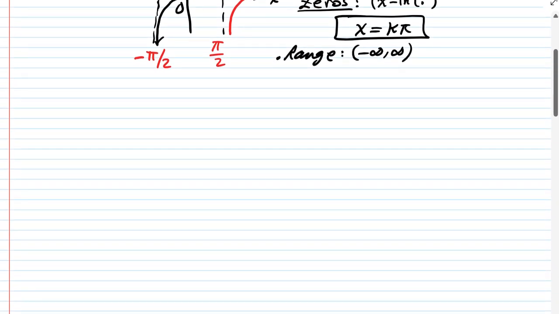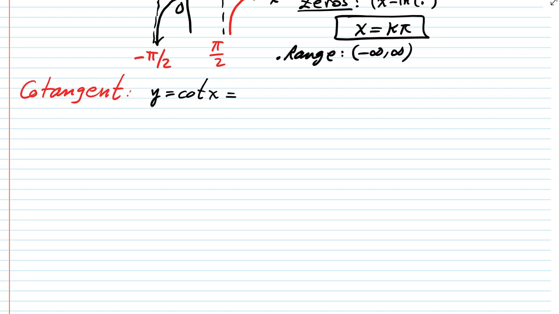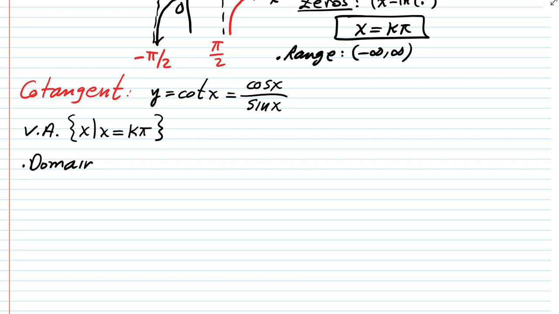Now for cotangent, I'm going to do something very similar to tangent. That would be y equals cot x. The ratio identity for cotangent is the ratio of cosine x over sine x. Therefore, the vertical asymptotes of cotangent are places where sine is 0. That means x equals k pi. And that leads to the domain of the function. The domain, therefore, is all real numbers except what makes division by 0, the places where you have vertical asymptotes.